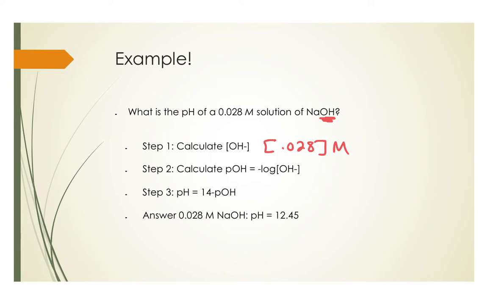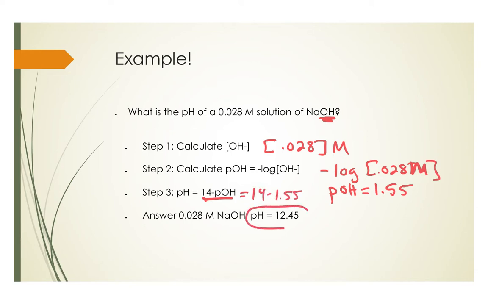Calculate pOH. It's going to give you the negative log of 0.028 molar. Go ahead and do that, and we get a pOH of 1.55. So then to go to pH, we of course go 14 minus pOH, so 14 minus 1.55, and you get a final answer of 12.45.